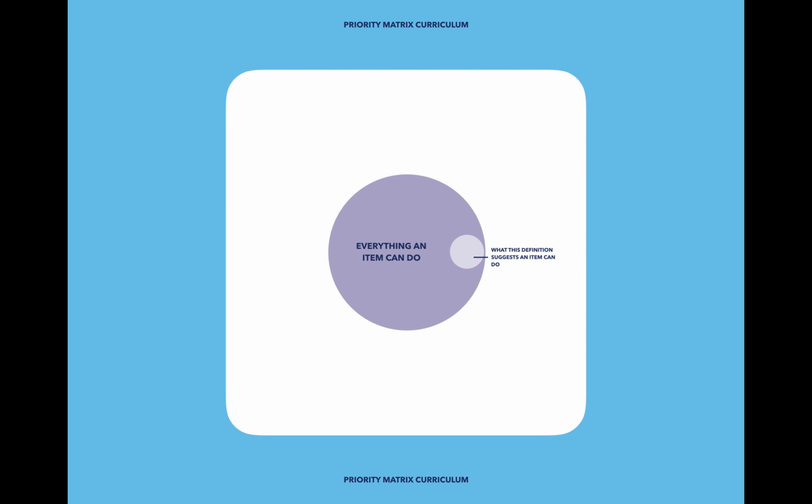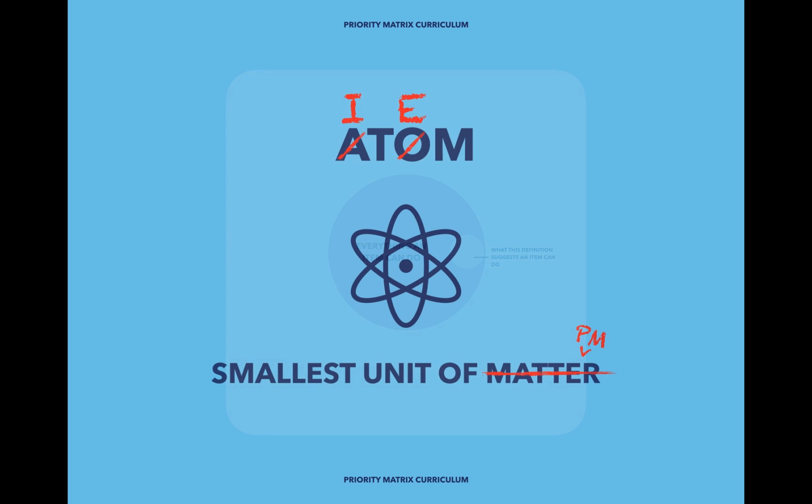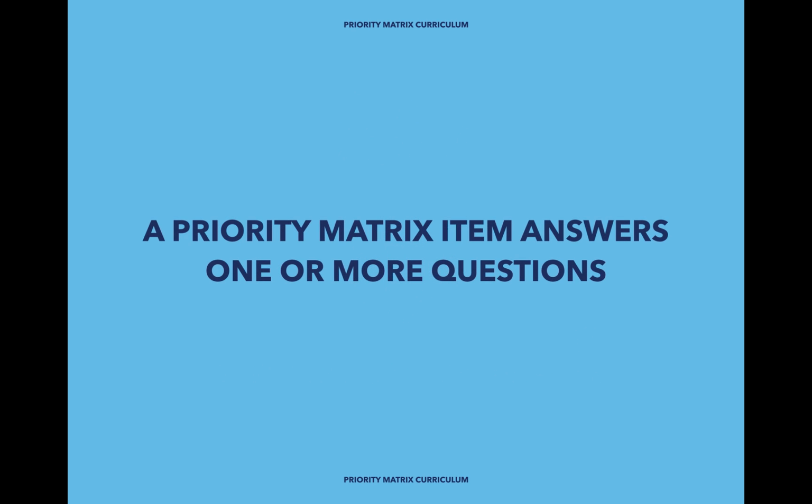While this is a great working definition when you're starting out, this only suggests a small part of everything that an item can do. So let's look at it from a slightly different perspective. An atom is the smallest unit of matter. Coincidentally, an item is the smallest unit in Priority Matrix. This unit answers one or more questions automatically. So when we look at it this way, it helps to realize that the more questions that an item in Priority Matrix automatically answers, the more powerful it is.